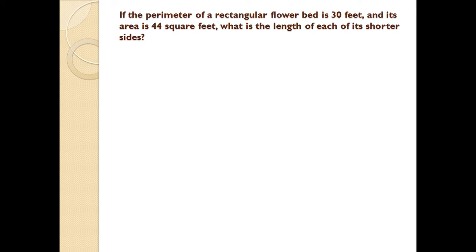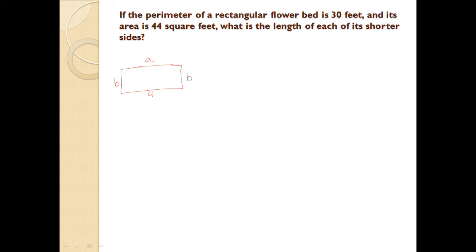Okay. Next, what is given? The question is saying, if the perimeter of a rectangular flower bed is 30 feet and its area is 44 square feet, what is the length of each of its shorter sides? Okay, so we have one rectangular flower bed. We know in a rectangle opposite sides are equal. If this is A, this is A. If this is B, then this is B.